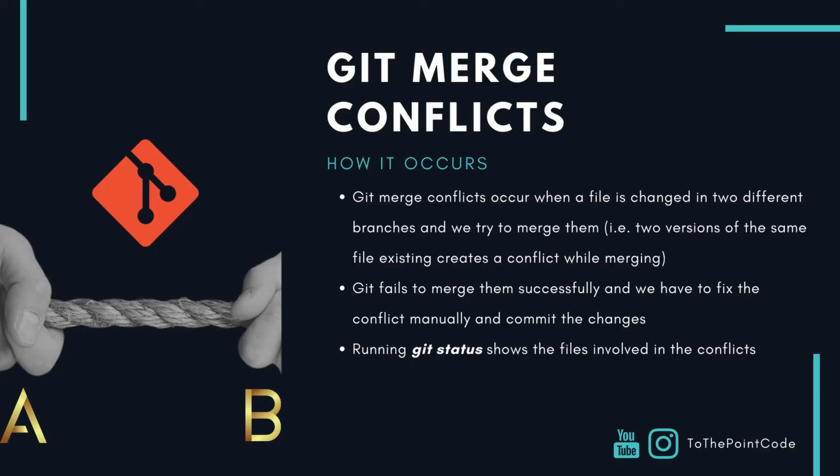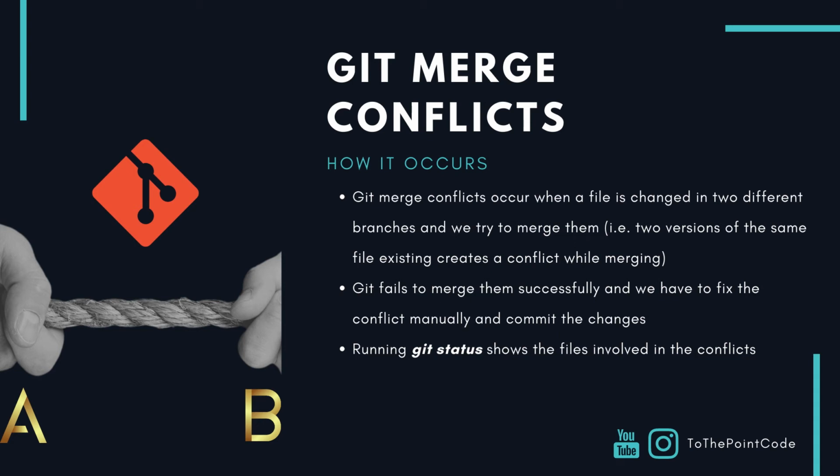So we have a Git Merge conflict whenever two different versions of the same file exist in two different branches and we try to merge them. Meaning, the same file has been modified in the two different branches and we try to merge them together. When that happens, Git fails to merge them automatically and we have to manually fix the conflict and commit the changes. So when we run Git merge and we get a conflict, we can use Git status to see the files that have been affected or the files involved in the conflict.